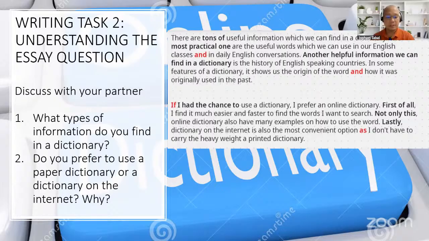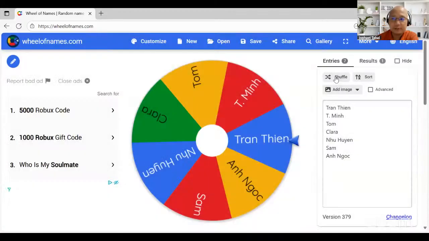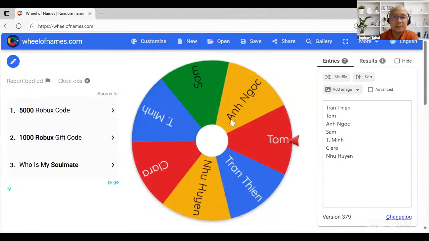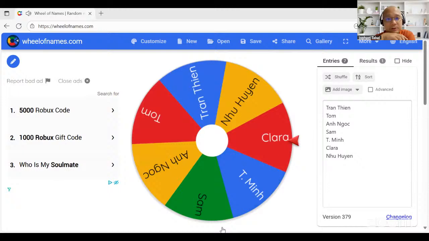Okay, time is up. I'm gonna call names, and then after that, I want you to speak your answer in the class, okay? So I want to hear from, let me spin the wheel. Okay, so we have here Tran Tien. Tran Tien, you finished? You done? Sorry, teacher, I haven't finished. No, you haven't finished yet. Okay, I'm gonna give you 2 minutes. Okay, make it short. Maybe 6 sentences or 8 sentences maximum.